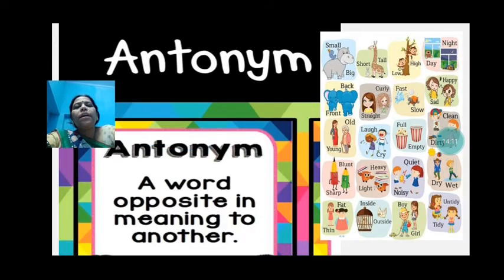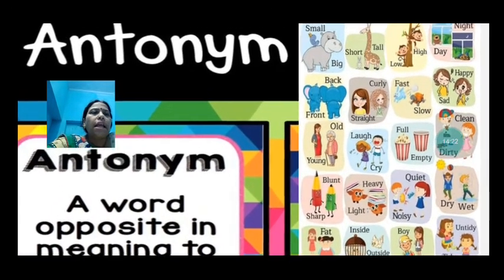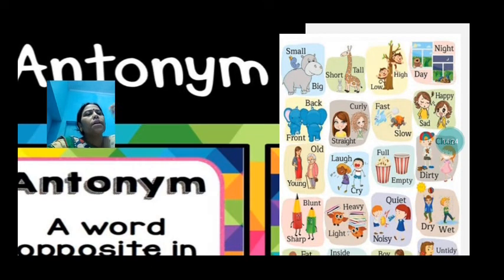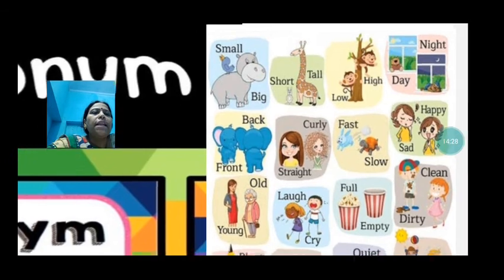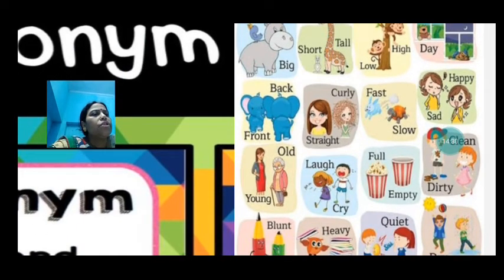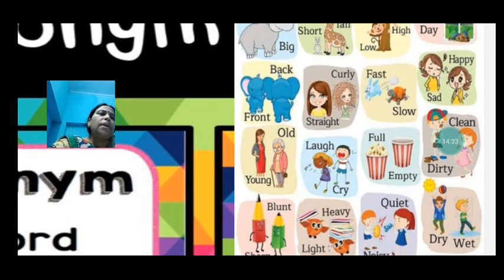Now we will read about the antonym. What are antonyms? A word opposite in meaning to another is called an antonym. So antonyms are the words which are opposite to each other. Like small, opposite of small is big. Then short, tall, high, low, day, night, back, front, curly, straight, fast, slow, happy, sad. If the person is very happy, but if he becomes sad, not happy.